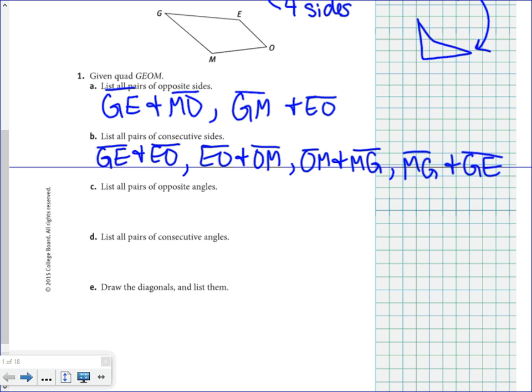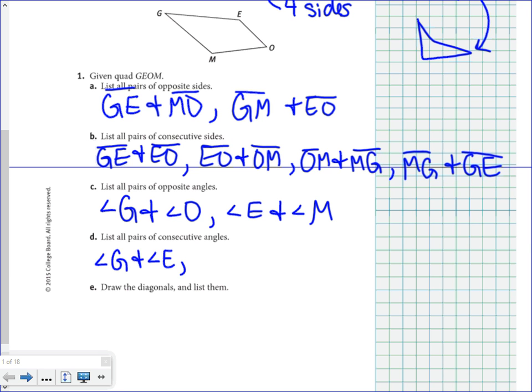Then all of the pairs of opposite angles. So angles that are opposite of each other. Angle G and angle O, angle E and angle M. Those are opposite. They're not touching, they're across from each other. Your consecutive angles: angle G and angle E, angle E and angle O, and angle M and angle G. Your consecutive angles, if you connected those, would create a side. So G and E create a side, E and O create a side, etc. Those would make your 4 sides of your figure.